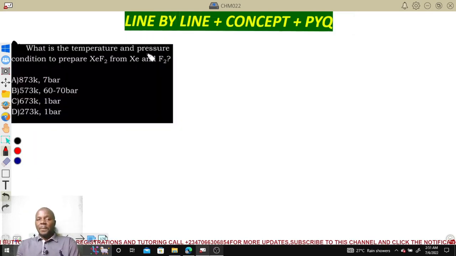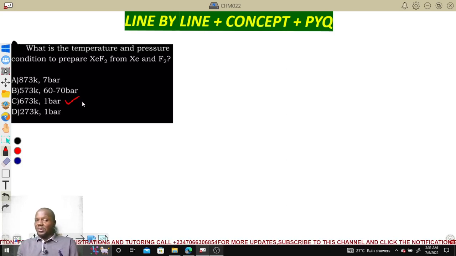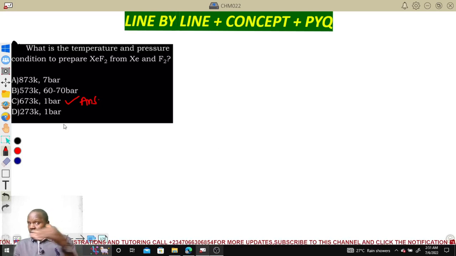Now, what is the temperature and pressure of XeF2? Now, it is 1 bar. Remember, what I know is that it is 1 bar, so I'm very sure about the atmospheric pressure. So 1 bar and what? And 673. Objective questions are simple to know if we read line by line.